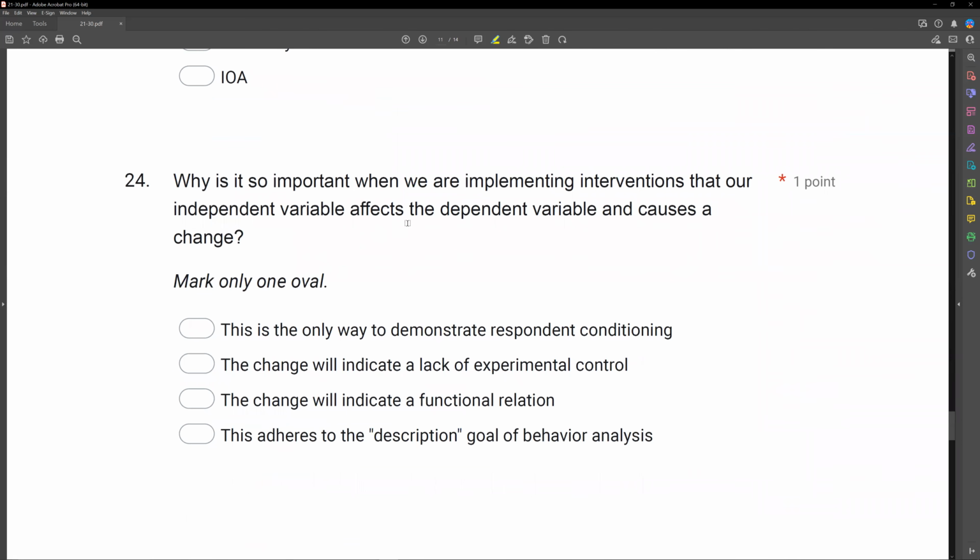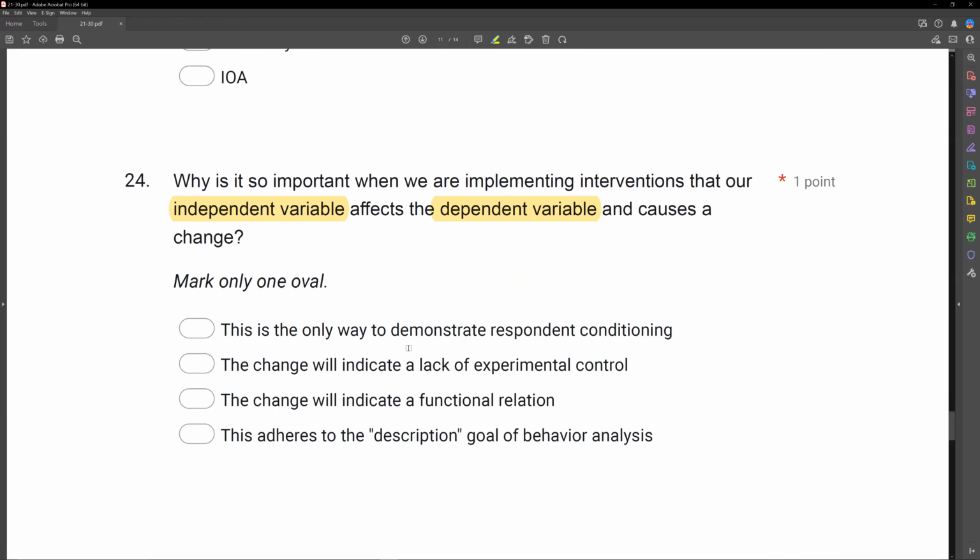Why is it so important when you're implementing interventions that our independent variable affects the dependent variable and causes a change? Think about this for a second. Why is it so important that our IV affects our DV? If I've got a baseline and then I implement my intervention, what do I want to see happen? I want to see the dependent variable, the behavior, change. I want my intervention to change the behavior. And why do I want that to occur?